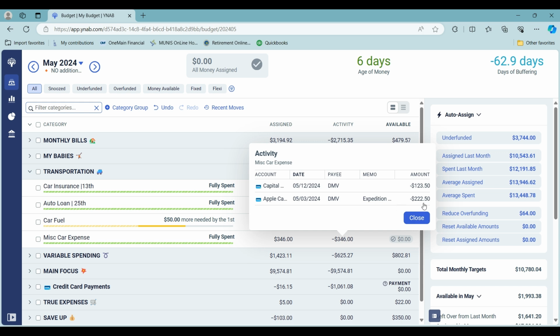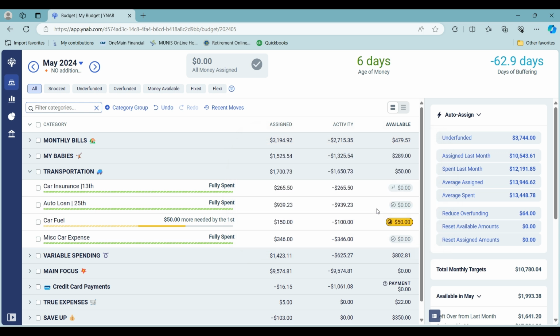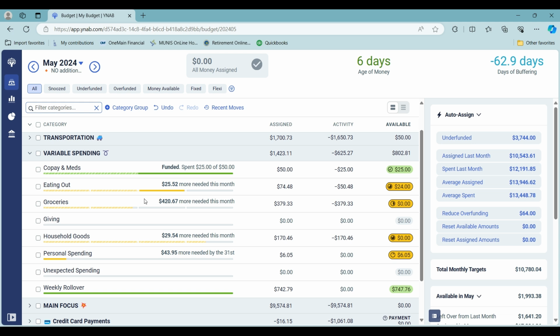So the Expedition was $222.50 and the Mini was $123.50. That's what it is. All right, so everything else in this category is self-explanatory. So far, we still have $50 left in the fuel, but our auto loan and the insurance was already paid. So in the variable category, I have copay and meds, eating out, groceries, giving, household goods, personal spending, unexpected spending, and the weekly rollover.